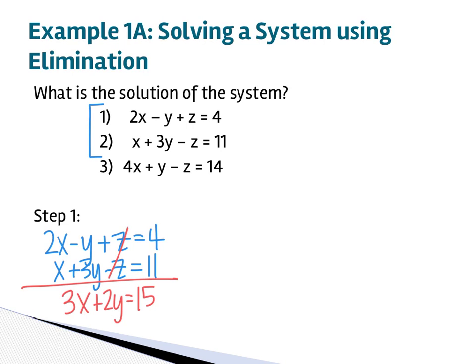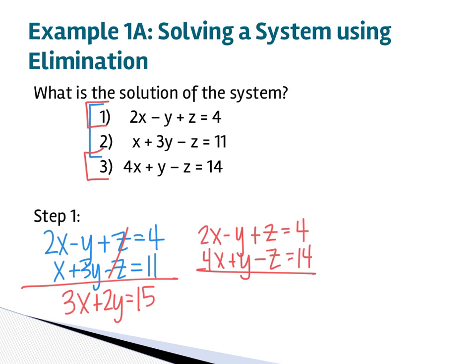Then I'm going to pair up another two equations. Not those two. How about let's pair up 1 and 3 to eliminate the z again, so I'll have two equations that have only two variables. So I get 6x equals 18. Now on this one, you can actually just solve for x. And you get 3. So x is 3.